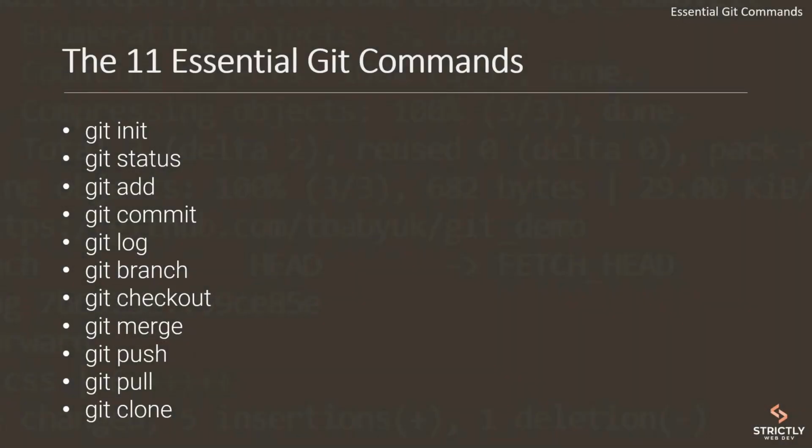So here's a list of the 11 commands that we'll be covering here. Let me just go through all of these very quickly. So we'll talk about git init, git status, git add, git commit, git log, git branch, git checkout, git merge, git push, git pull, and git clone.